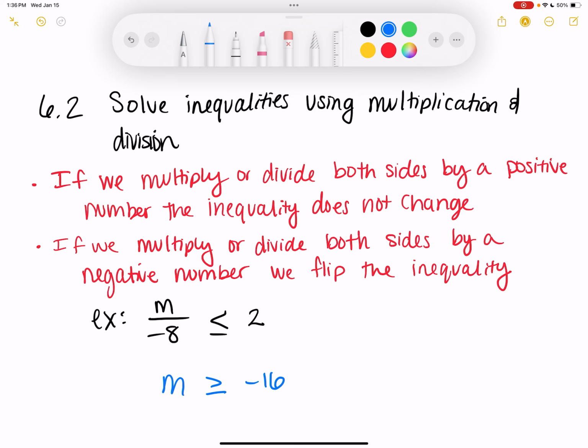So if the 2 is also a negative, would you still flip it? Yeah. So if you're doing anything of moving a negative number from one side to the other, it will always get flipped. But yeah, if both things happen to be negative, then yes. But if the 8 was positive, so if instead it was, say, m over 8 is less than or equal to -2, then I multiply both sides by 8, and I would have m, it stays less than or equal to -16. So that one would stay in that situation.